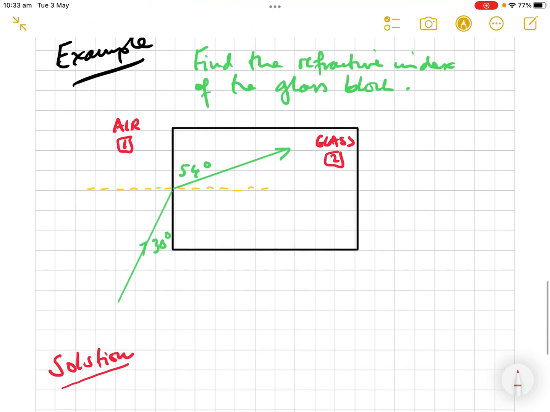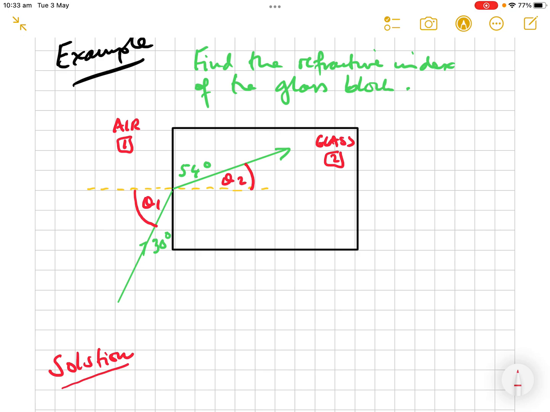Well, the first thing you need to spot here, and it's a trap which many people fall into, is that the angles shown are between the rays and the boundary, not between the rays and the normal. In other words, we have not been given theta 1 and theta 2. Theta 1 is actually this angle, and theta 2 is that angle. So before we proceed, we need to actually determine what theta 1 and theta 2 are.